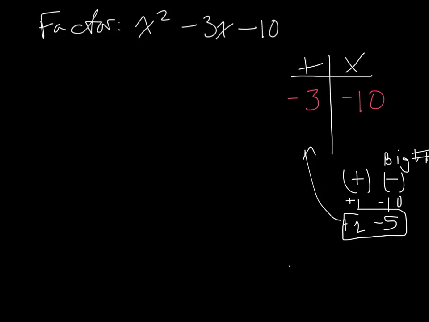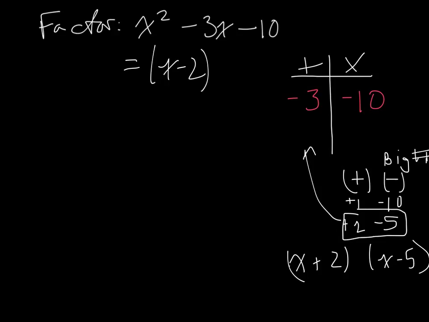So I'd write x plus 2 and x minus 5. And then I'd finish it up over here with x plus 2 and x minus 5.